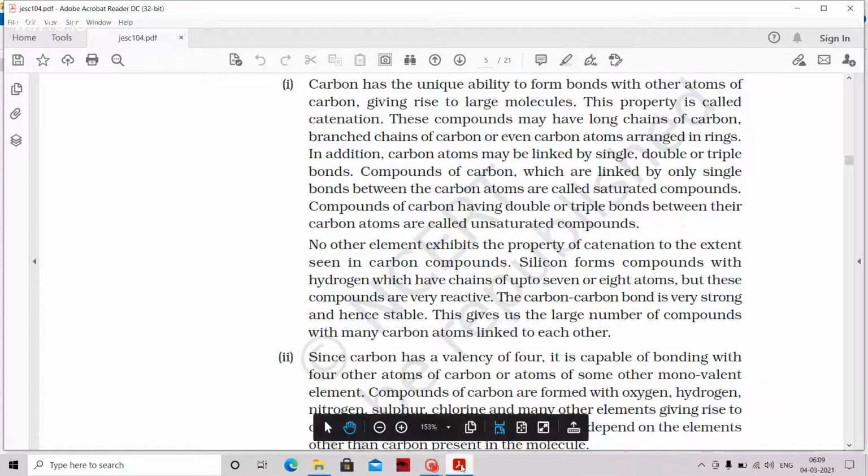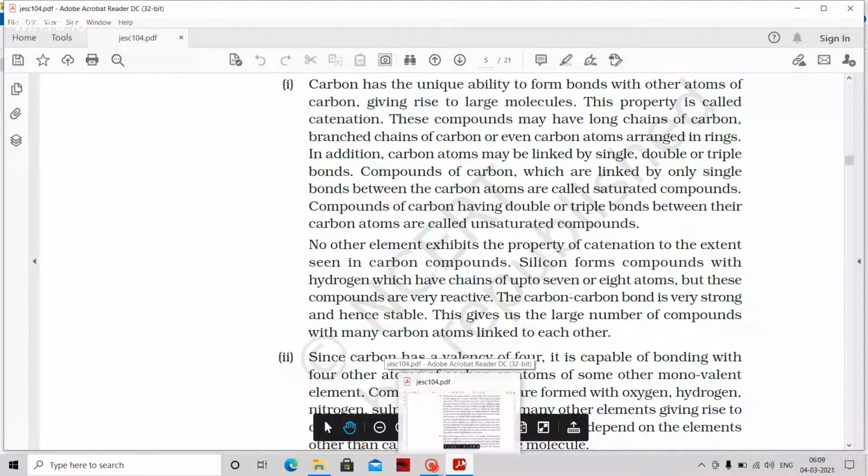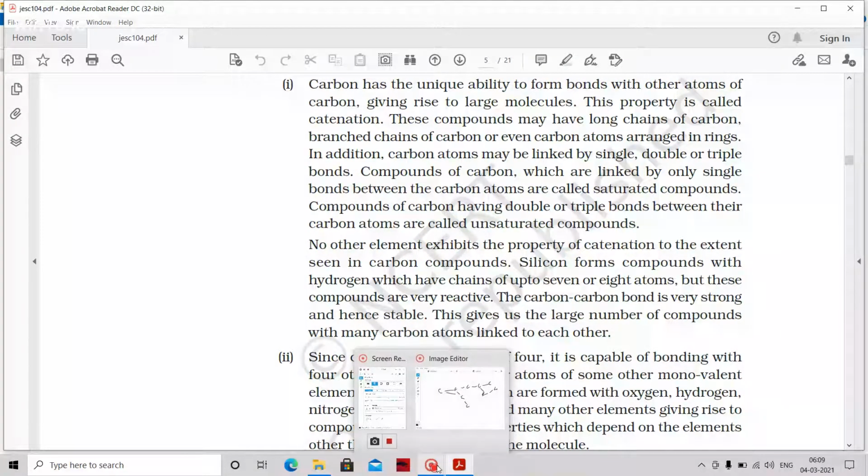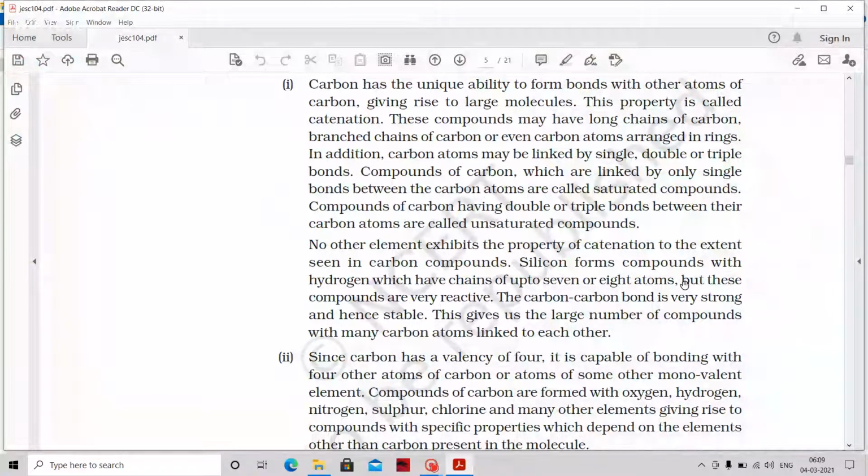The carbons which are linked only by single bonds, we will see in the next video, but for now remember they are called saturated carbon compounds. Why saturated, we will see a few minutes later. That means the carbon-carbon linkage is only through single bonds, only one bond, that is one shared pair of electrons. Then they are called saturated compounds.